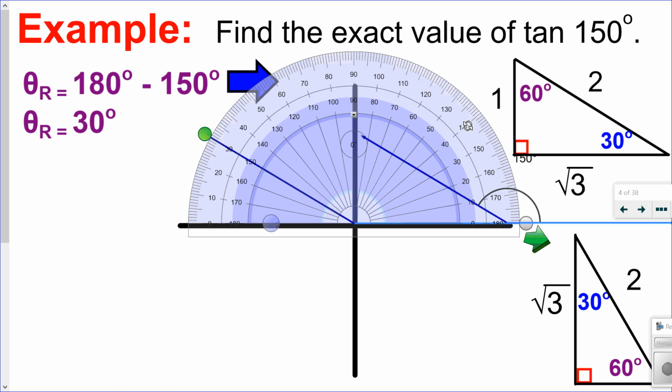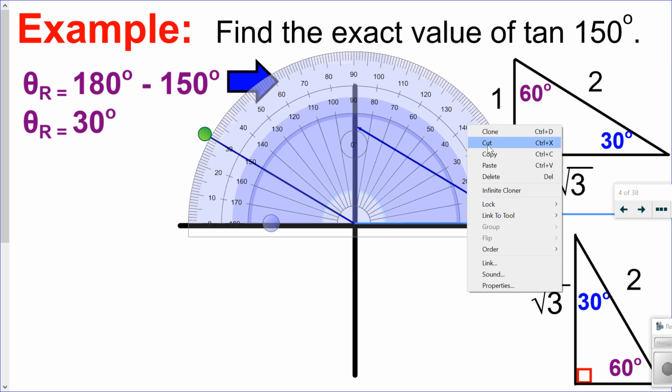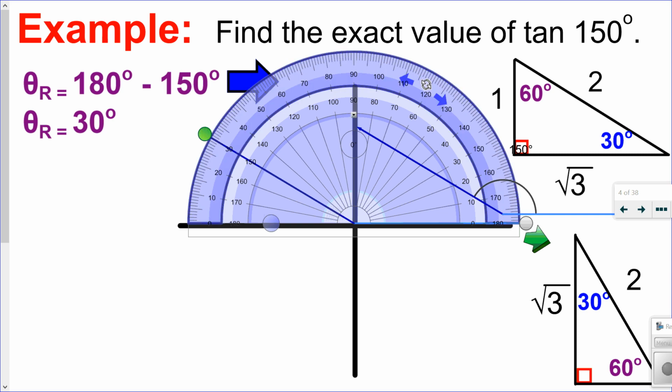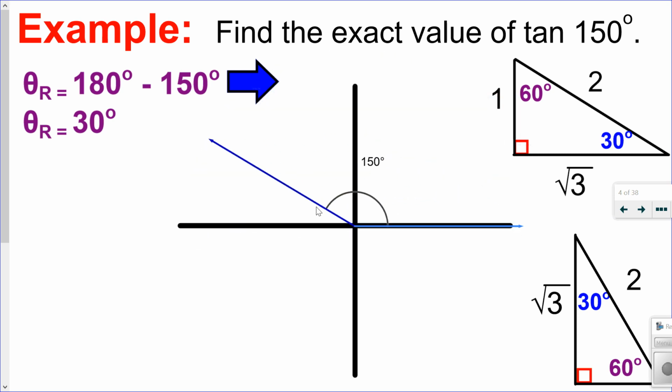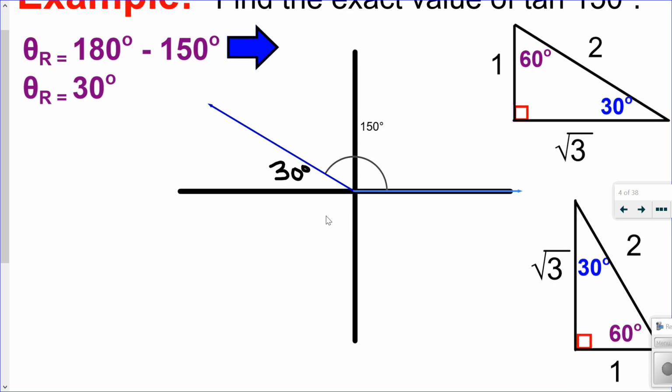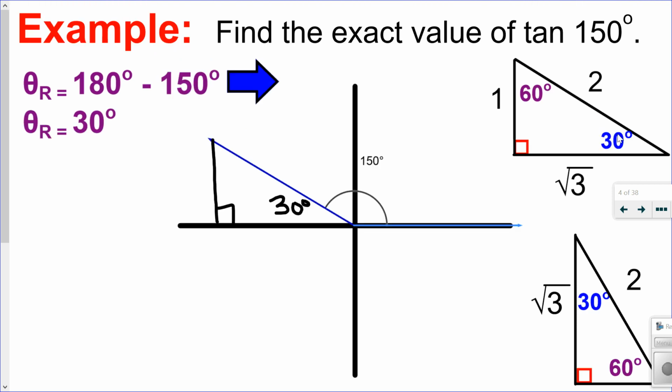Okay, so let me just put this angle in there. There we are. Okay, so here's what my angle is. This is my 150 degree angle, but I'm not working with 150 degrees. I'm going to work with a 30 degree reference angle in quadrant number 2. So what I'm going to do is drop my perpendicular line down like that, and I'm going to label my triangle. Okay, so if you look at this 30 degree angle here, reference angle in quadrant number 2.